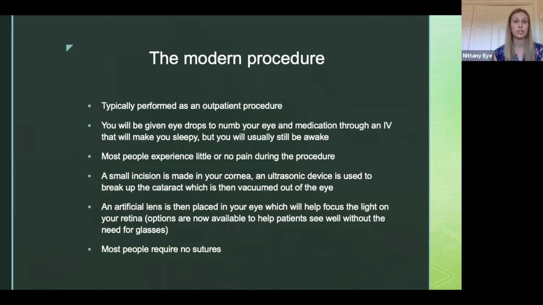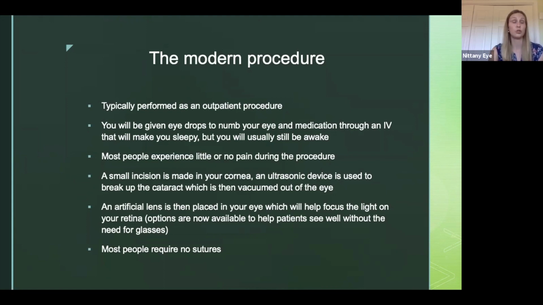A small incision is made into your cornea, so the front part, and then an ultrasonic device is put in that breaks up the cataract, and then the cataract is vacuumed out of your eye. After that's done, the surgeon will put an artificial lens in your eye, and that actually will help focus the light on your retina, just like your natural lens did. What's neat nowadays is that a lot of times this lens can help correct your vision. You may not need glasses after the surgery, or at least not as often as you used to.